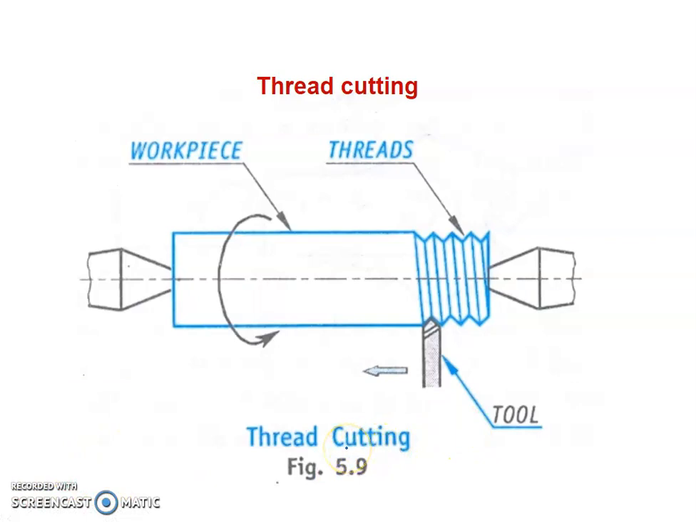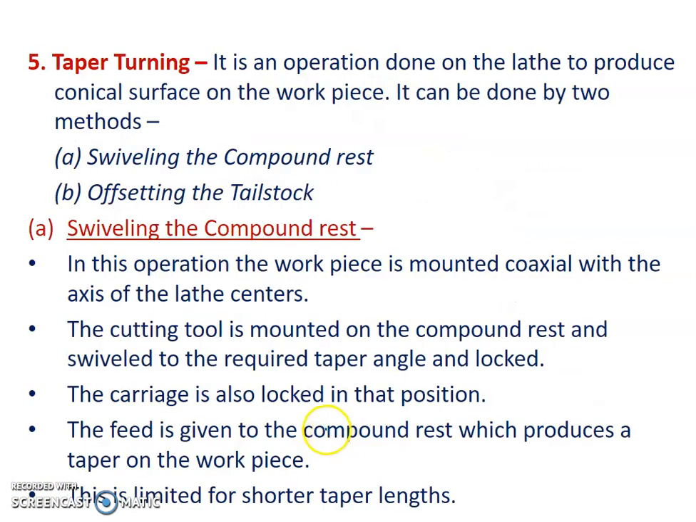We'll go to the next operation, that is called taper turning. This is a very important operation. What is taper turning? It is an operation done on the lathe to produce a conical surface on the workpiece. It can be done by two methods. Sometimes we need to produce a conical surface on cylindrical workpieces. In those cases we can use the taper turning operation and produce the conical surface.